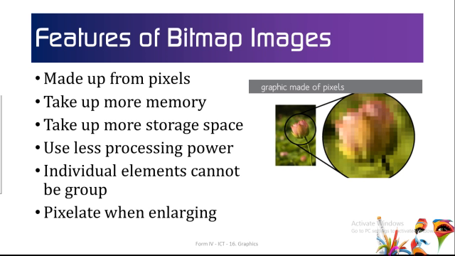What are the basic features of bitmap images? That means realistic pictures. These are made up from pixels. Take up more memory. Take up more storage space. Use less processing power. Individual elements cannot be grouped. Pixelate when enlarging. That means in this picture also you can see the tiny dots. That is what we call pixelation.